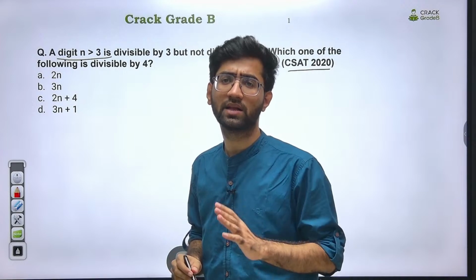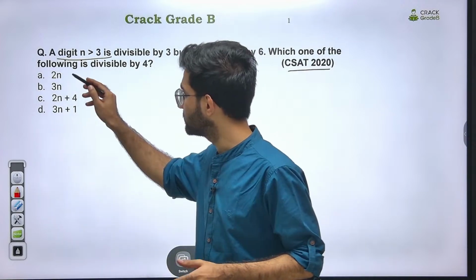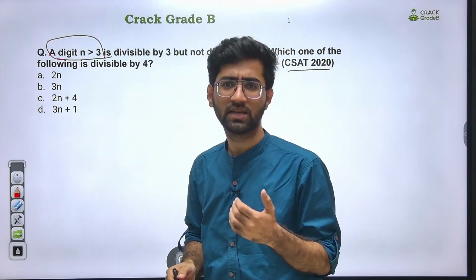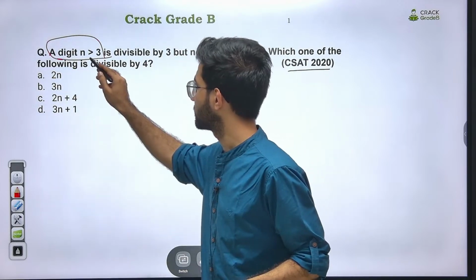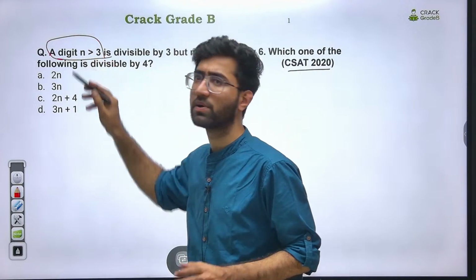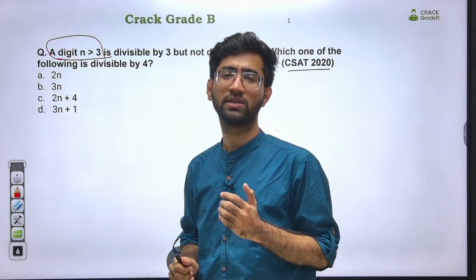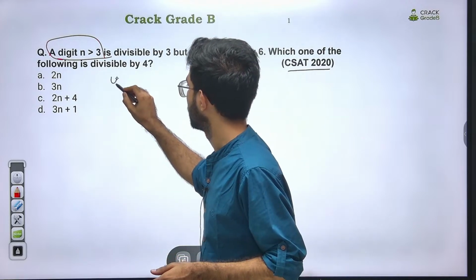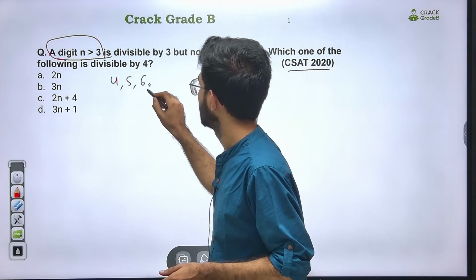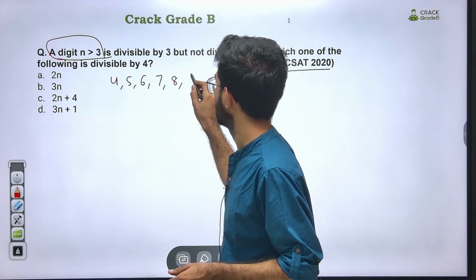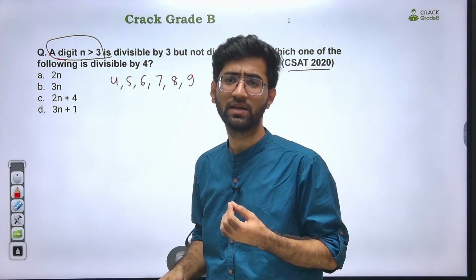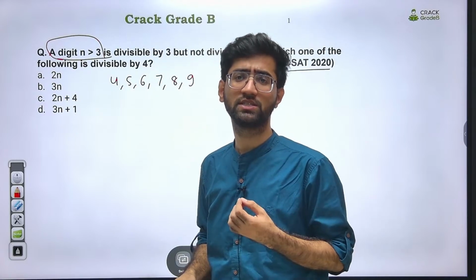So what can be the possible values of n? If you only read that a digit n is greater than 3, you will be able to think that the possible values of n are 4, 5, 6, 7, 8 and 9. You can't count 10. Why? Because 10 has 2 digits, right?